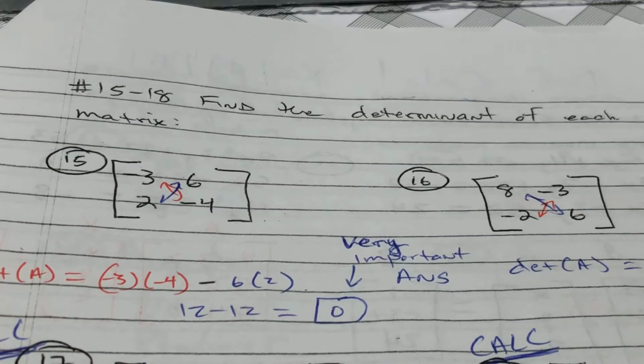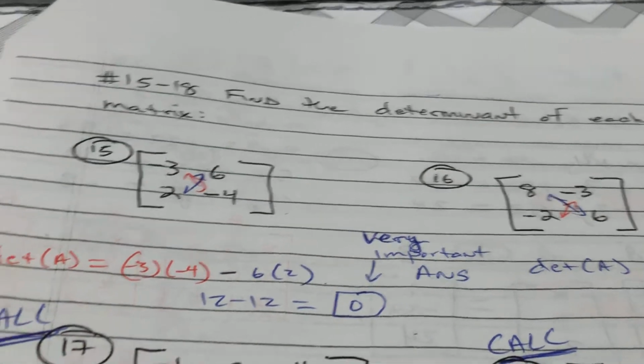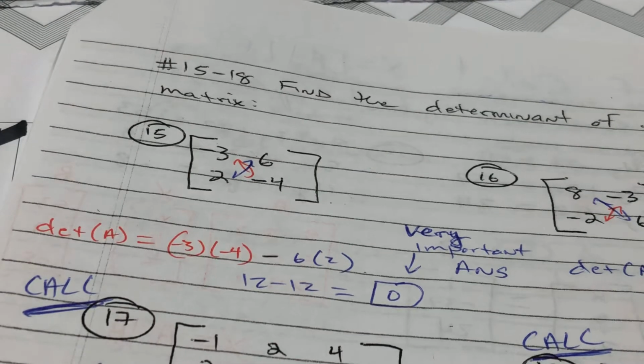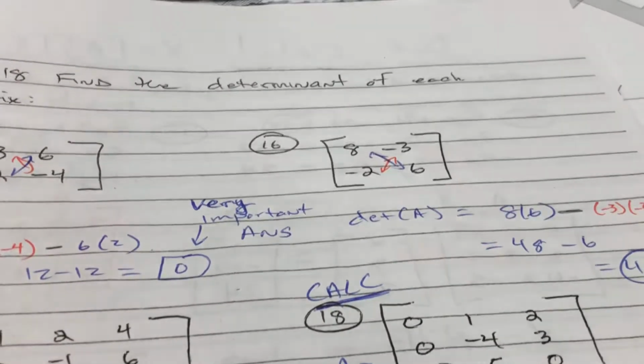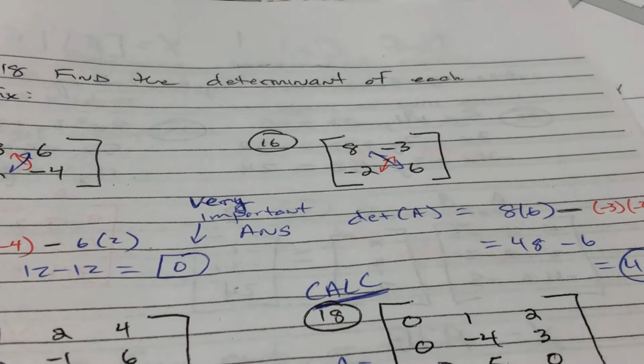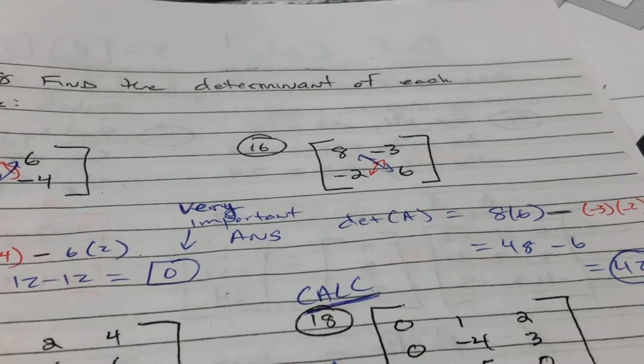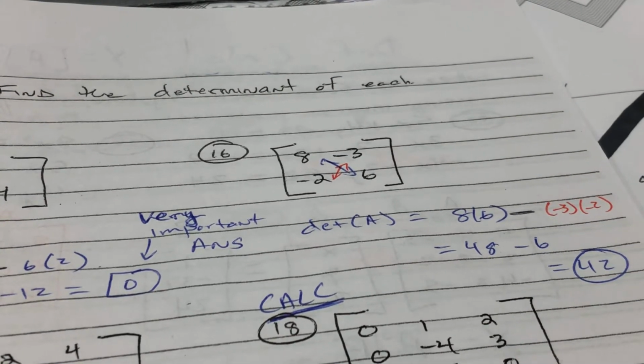All right, matrix multiplication. Now, going over here, 15 through 18, find the determinants of each matrix. First off, on 15, the determinant is just the difference of the cross products. You do -3 times -4 minus 6 times 2. It is a number. 0 is a very important answer. On 16, determinant of A would be 8 times 6 minus -3 times -2.